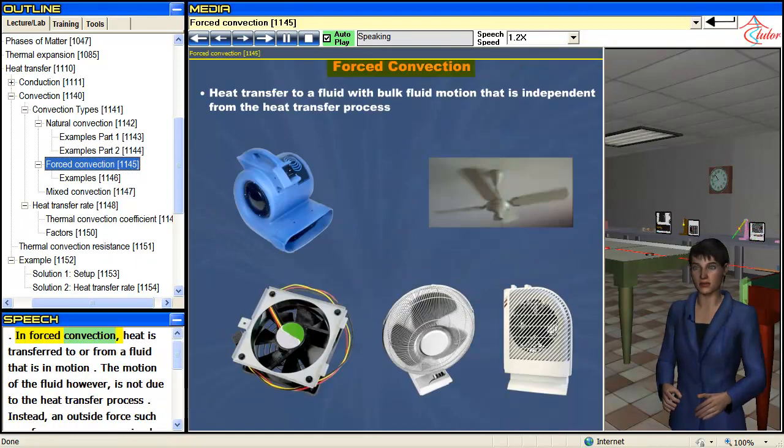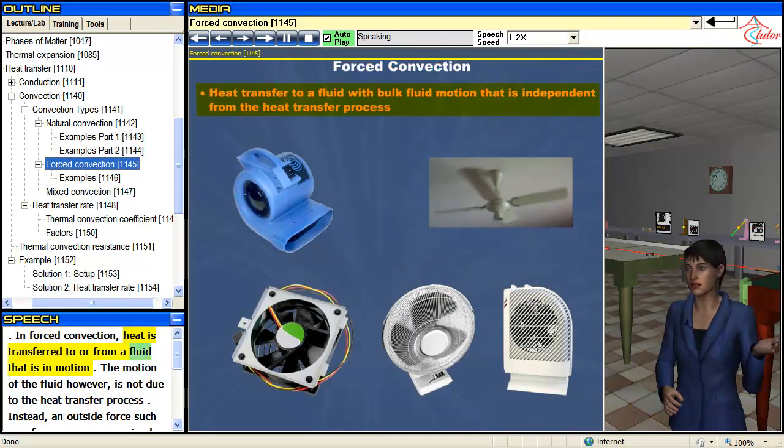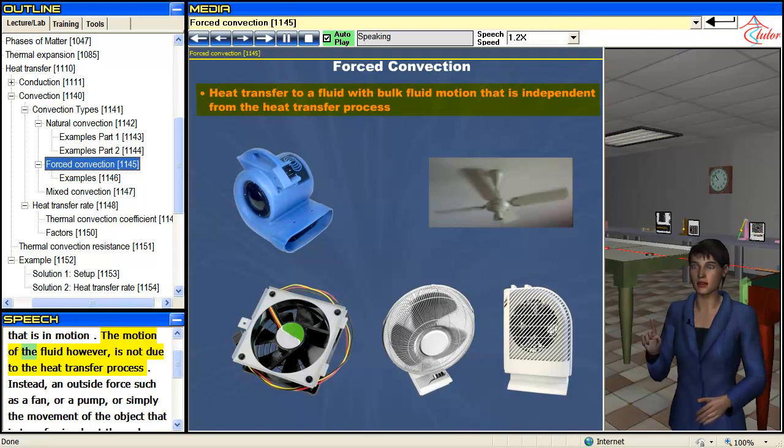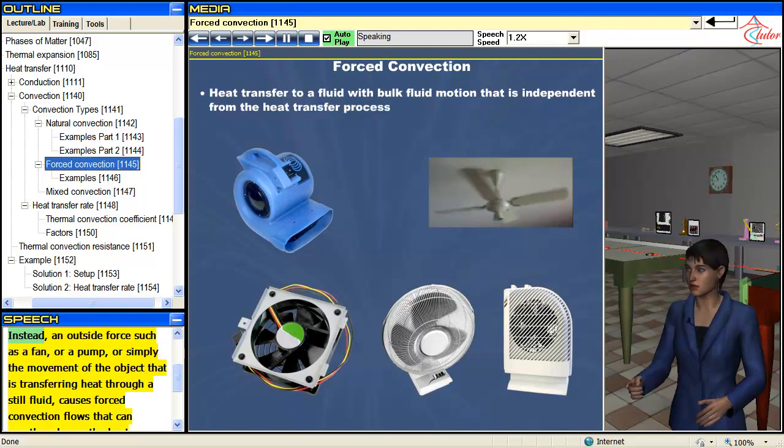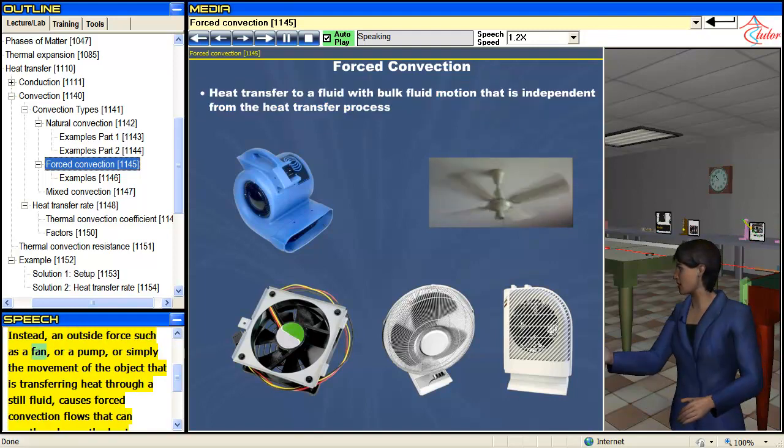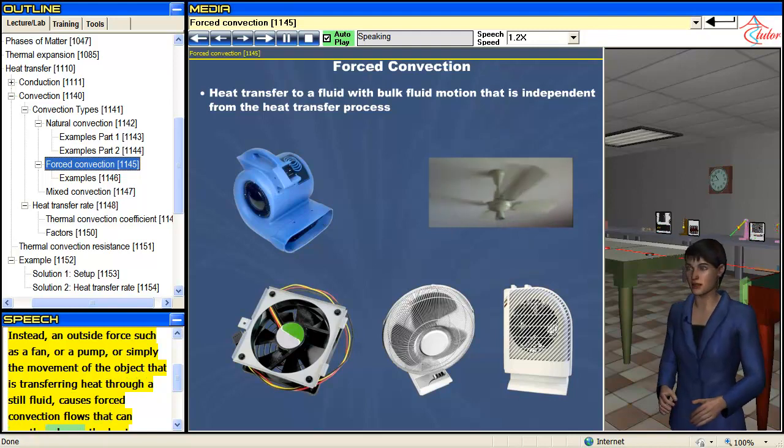In forced convection, heat is transferred to or from a fluid that is in motion. The motion of the fluid, however, is not due to the heat transfer process. Instead, an outside force such as a fan, or a pump, or simply the movement of the object that is transferring heat through a still fluid, causes forced convection flows that can greatly enhance the heat transfer process.